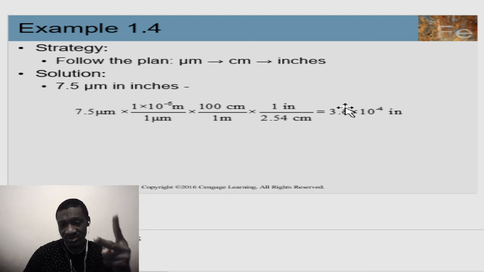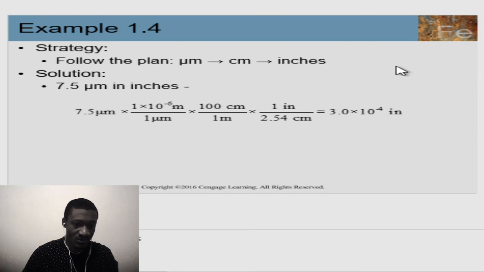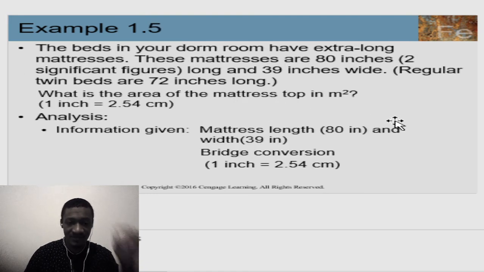So there are two ways to do this. You can just simply say the usual: 1 micrometer is equal to 1 times 10 to the power of -6 meter, and then 7.5 micrometer is equal to x, and then you cross multiply, and you find it, or you just do it straightforward, and then you have your answer. So you can do it the hard way or the easy way. So that's it. Have another exercise.